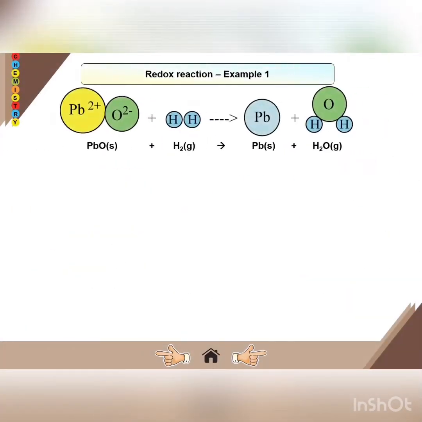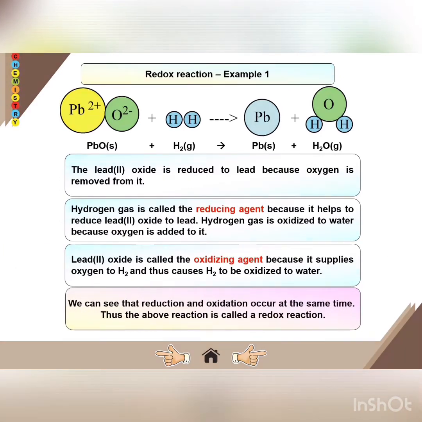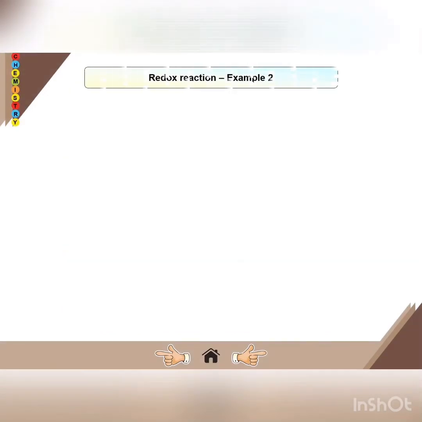So now we see the first example is the reaction between lead(II) oxide with hydrogen to form lead and also water. What I want you to see now is the lead(II) oxide, PbO, has lost oxygen to become lead and hydrogen gas has gained oxygen to become water. So lost oxygen, it will undergo reduction, whereas gained oxygen will undergo oxidation.